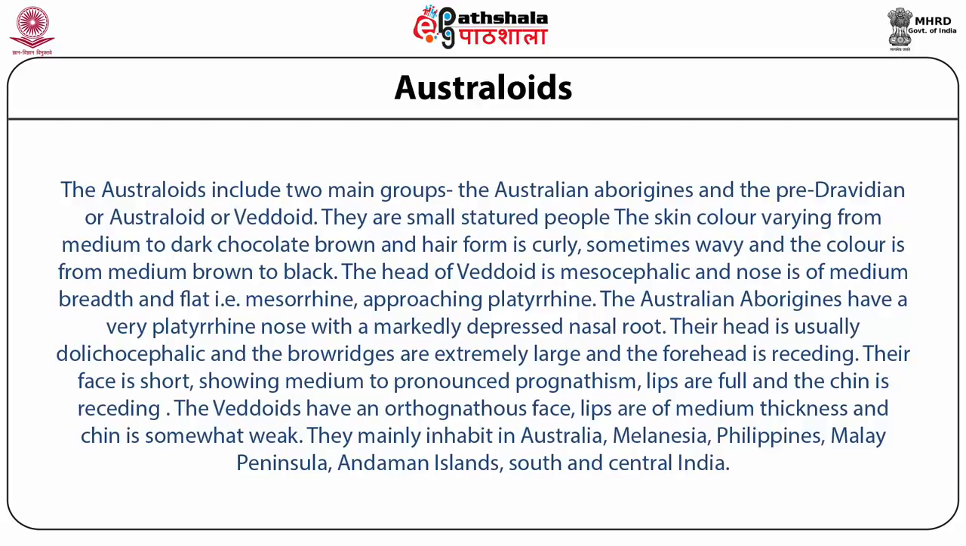Head is usually dolichocephalic and the brow ridges are extremely large and forehead is receding. They have a short face. Lips are full and the chin is receding. Their lips are of medium thickness and chin is somewhat weak, mainly distributed in the Australian Island, sometimes in Melanesia and the Philippines region also. We have seen their presence even in South and Central India.